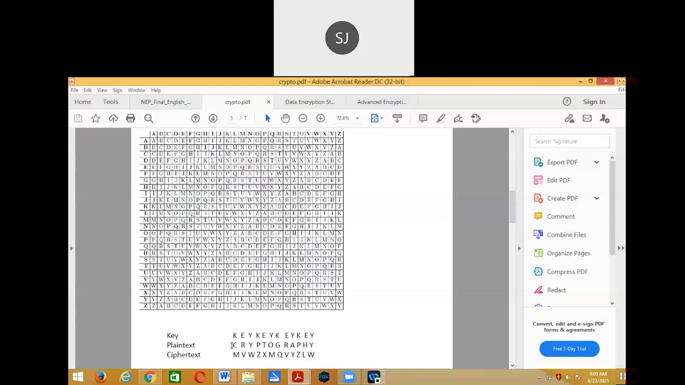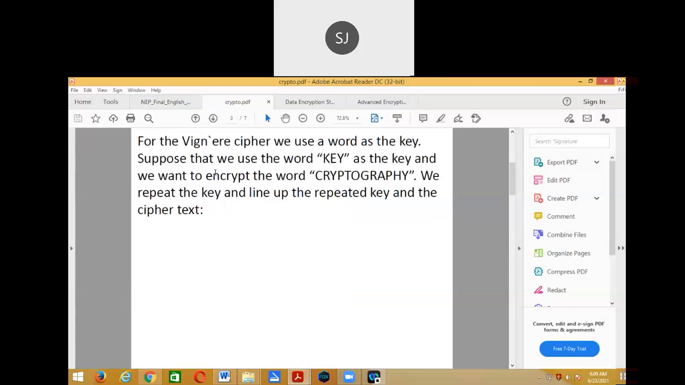Now suppose this is our plain text. Assume cryptography is our plain text. What we do, see here, so key is the key. In case of the Vigenere cipher, instead of a single letter as the key, we use a word as a key. So here, suppose we use the word KEY, K-E-Y, that itself is the key, and we want to encrypt cryptography.